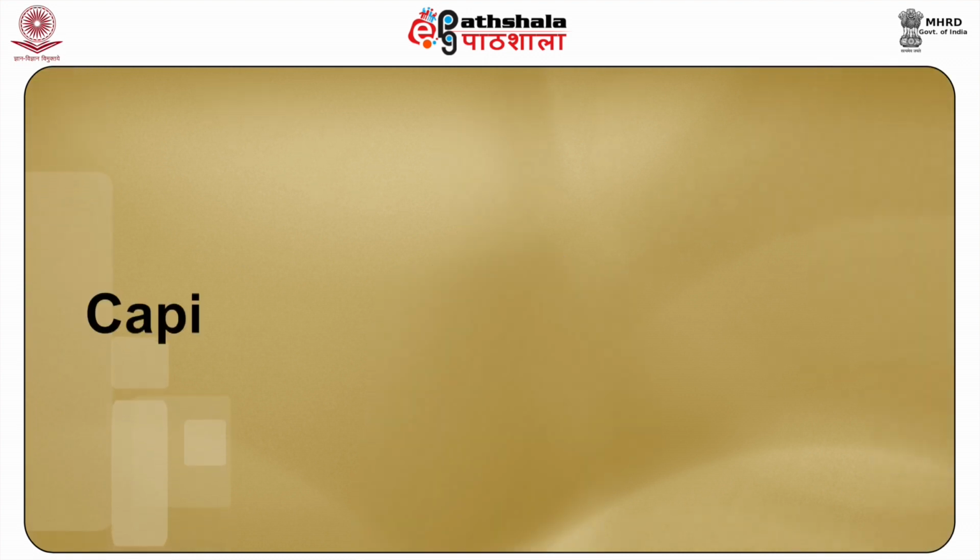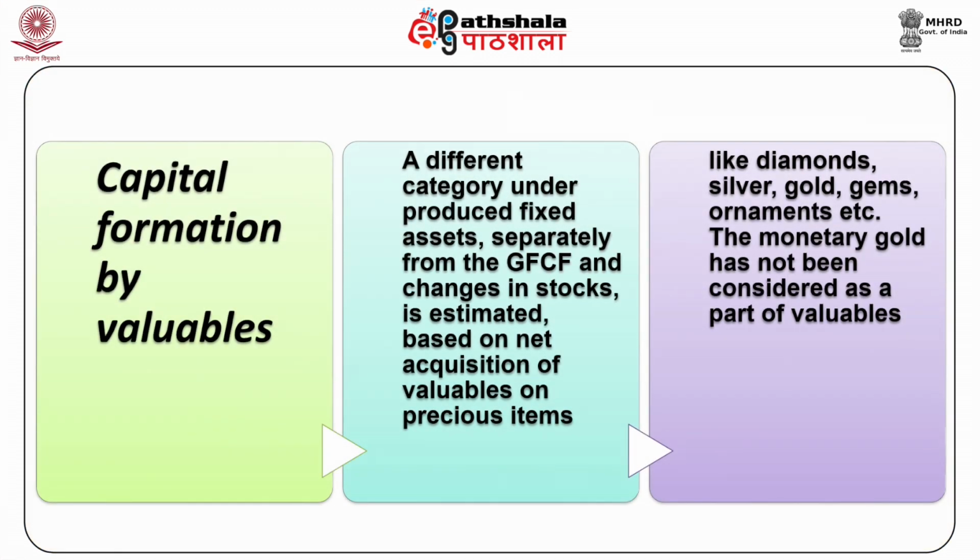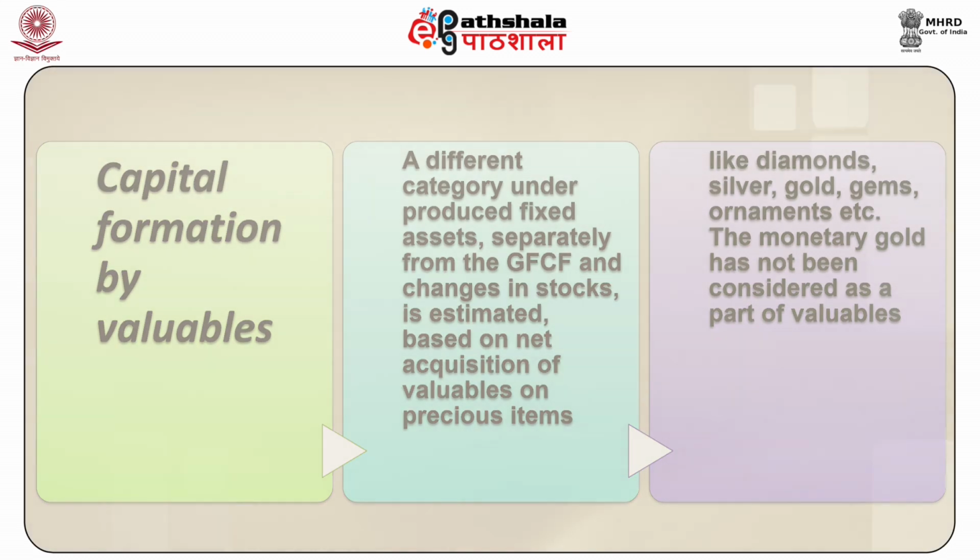Estimates of current stock at current prices in machinery and equipment are prepared by the commodity flow approach. Third, capital formation by valuables. A different category under produced fixed assets, separate from GFCF and changes in stock, is estimated based on net acquisition of valuables, that is, precious items like diamonds, silver, gold, gems, ornaments, etc. Monetary gold has not been considered a part of valuables.